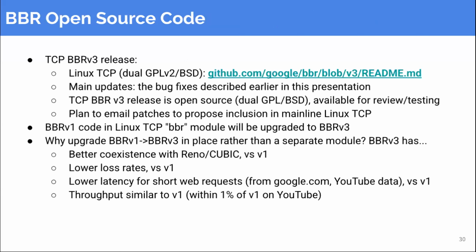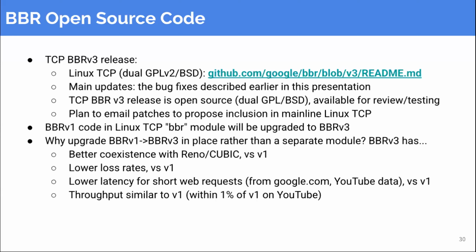So this past month, this July, we released BBR v3 as open source, both GPL version 2 and BSD. And you can follow the link here to find the source code. The main updates since version 2 are the ones described in this presentation earlier. It's open source and available for testing. We're going to be working on getting these patches into mainline Linux as soon as possible. Now, the deployment model here is that we are going to be replacing the BBR version 1 code in the module called BBR with the BBR version 3 algorithm and code.